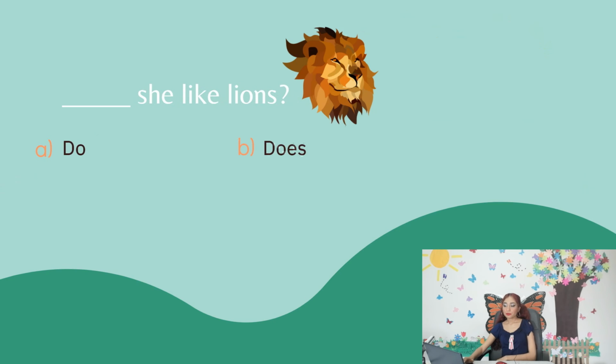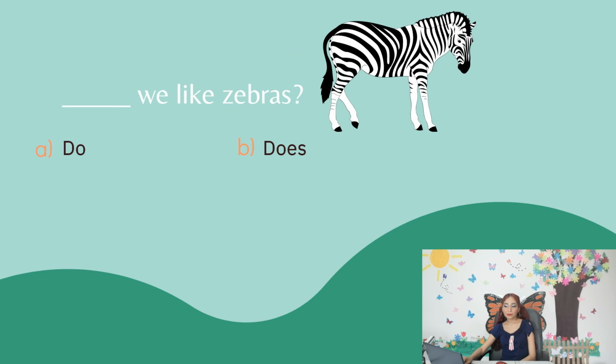Very nice. Okay, we're almost finishing. Blank, she like lions. A, do. B, does. A or B? The correct answer is letter B. Does she like lions?